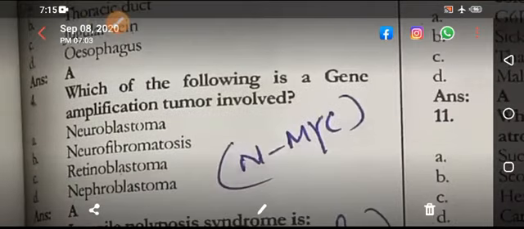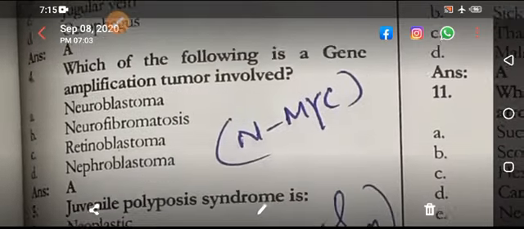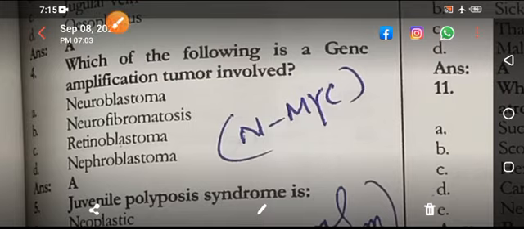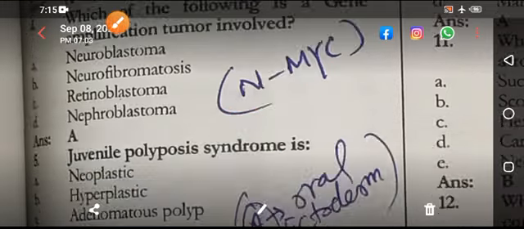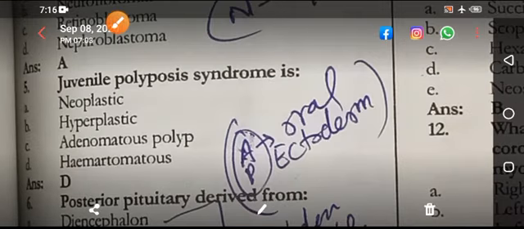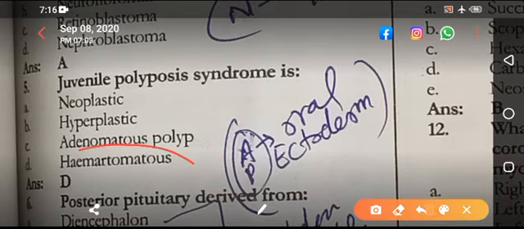Which of the following tumors is involved in gene amplification? So this is neuroblastoma, and the name of the gene is the NMYC gene. So there is amplification of the NMYC gene. Juvenile polyposis syndrome, this is hamartomatous. Remember this. The hamartomatous juvenile polyposis, the hamartomatous polyps.